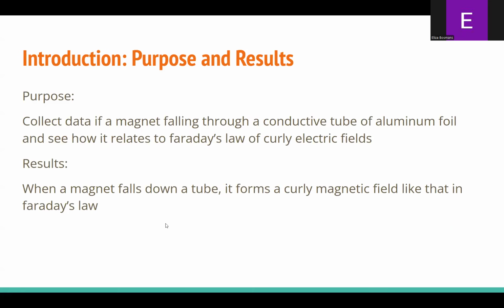The purpose of this lab is to collect data of a magnet falling through a conductive tube of aluminum foil and see how it relates to Faraday's law of curly electric fields. The results: when a magnet falls in a tube, it forms a curly magnetic field like that in Faraday's law, which then slows down the magnet so it goes at a constant velocity.